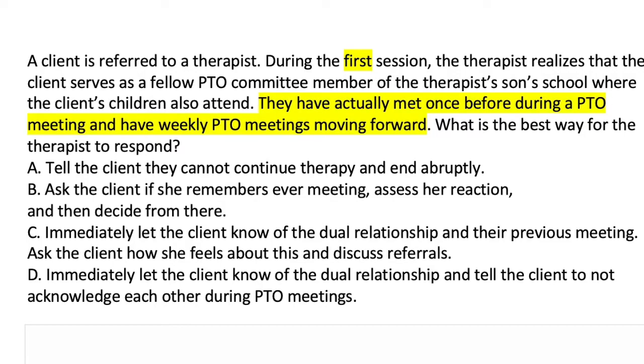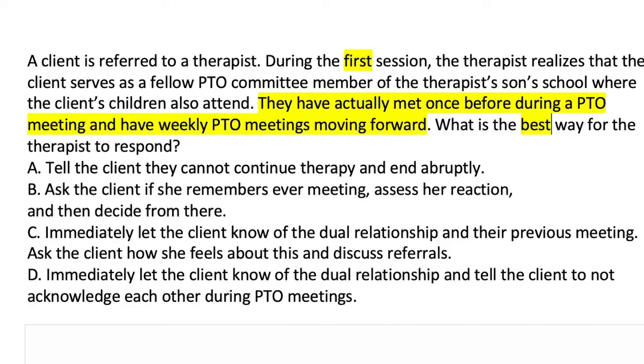Okay, so they've met once before, and this is not a one-time sort of relationship. It sounds like there's going to be further interactions and engagements with the therapist and the client outside of the client-therapist relationship, as they're both on the PTO board, and they both have children at that same school. So what is the best way for the therapist to respond?